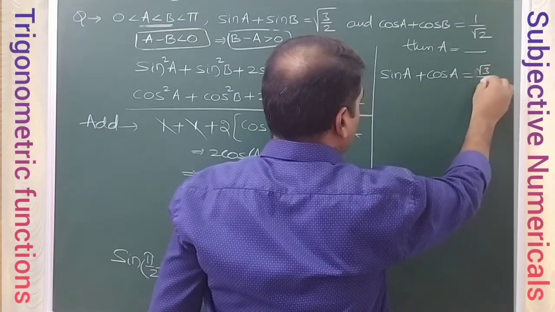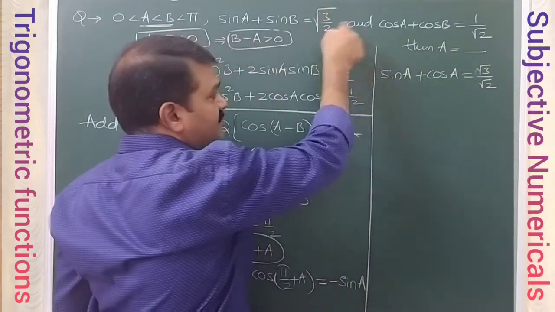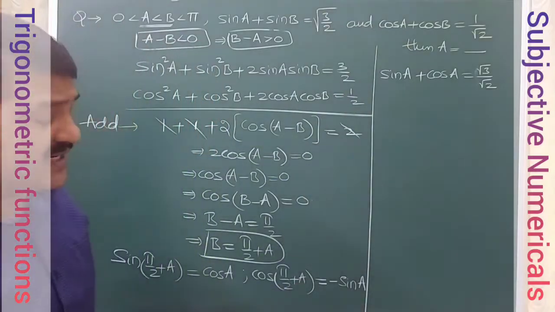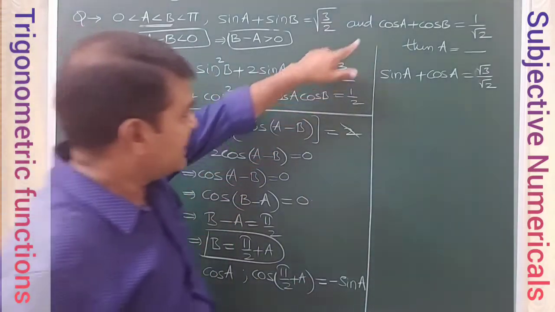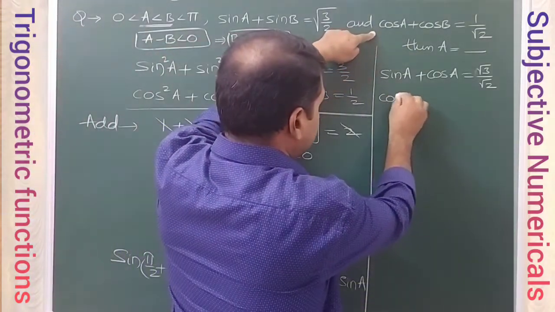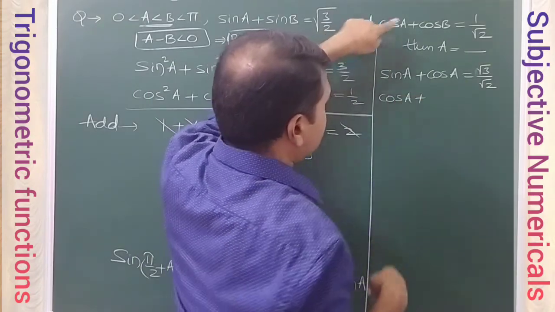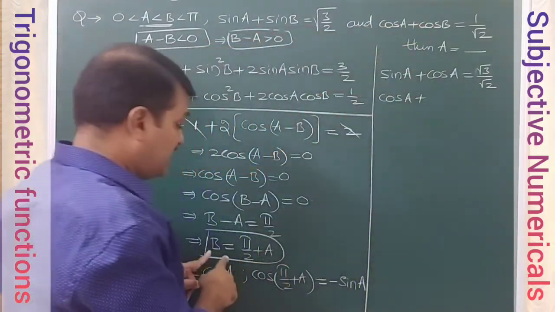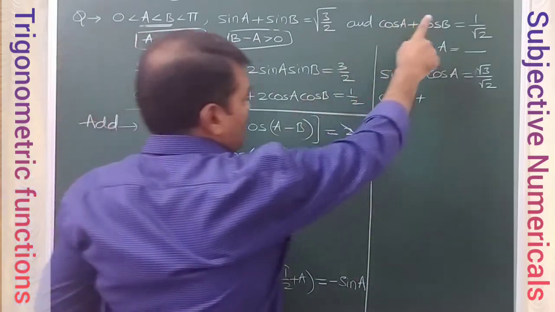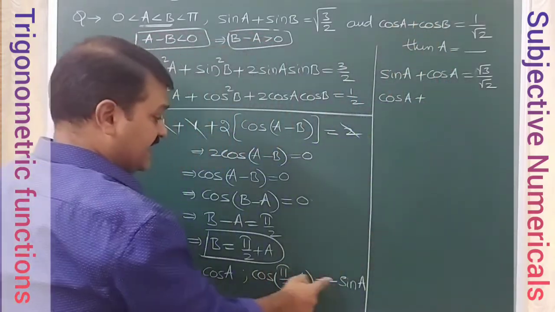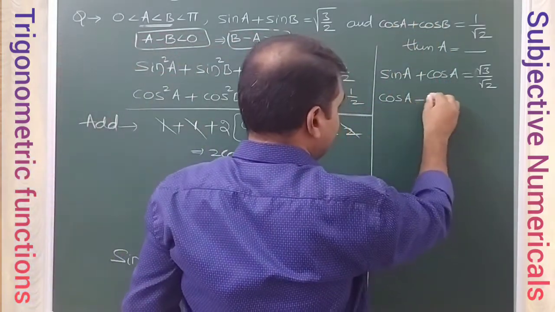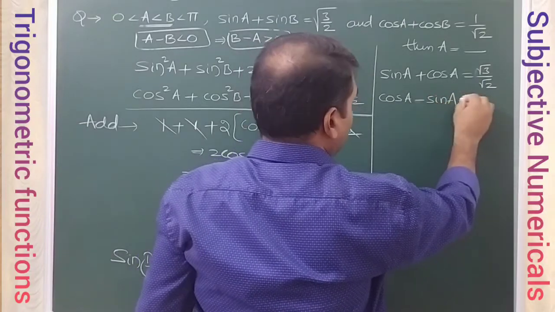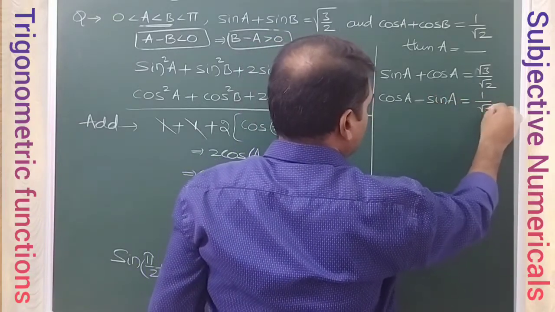So root 3 by root 2, I am separating the square root for numerator and denominator. See the second equation: cos A plus cos B. What is B? Pi by 2 plus A. So cos of pi by 2 plus A means minus sin A, is equal to 1 by root 2.